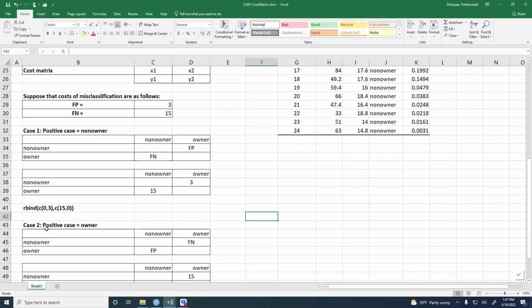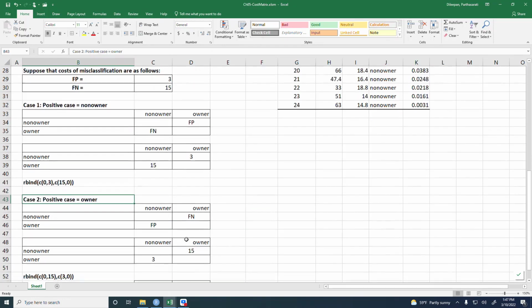Now if it was the other way, suppose the positive case is owner, then if you predict non-owner, you're predicting negative. And if the actual class turns out to be owner, then that would be false negative. You falsely predicted negative. So that would be false negative, and this will be false positive, and the cost will be like that. Then you have to set up your rbind in this fashion: 0, 15 as the first row, and 3, 0 as the second row. Okay?